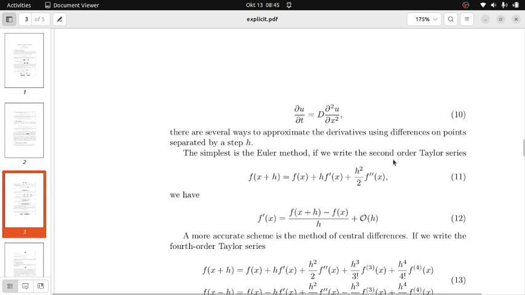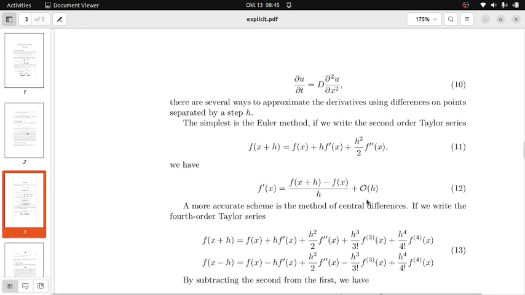So here, if we write the second order Taylor series, we have f(x+h) = f(x) + h f'(x) + h²/2 f''(x). Of course, there are other terms, but I am omitting them. So here I can isolate f', and when I divide by h and isolate f', I have f'(x) = (f(x+h) − f(x))/h + O(h). So you see that when we approximate it by this, the error is of order h. Right?